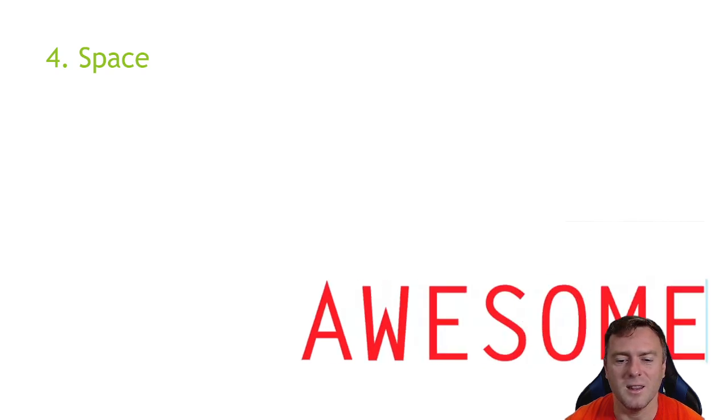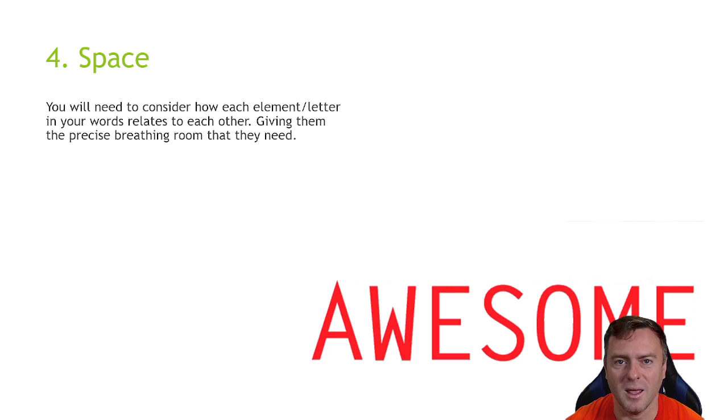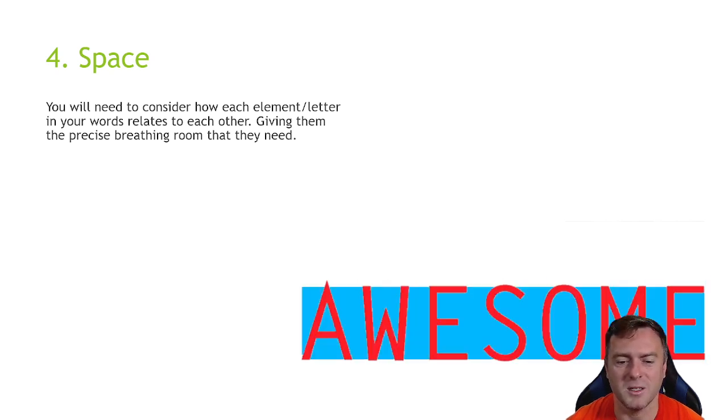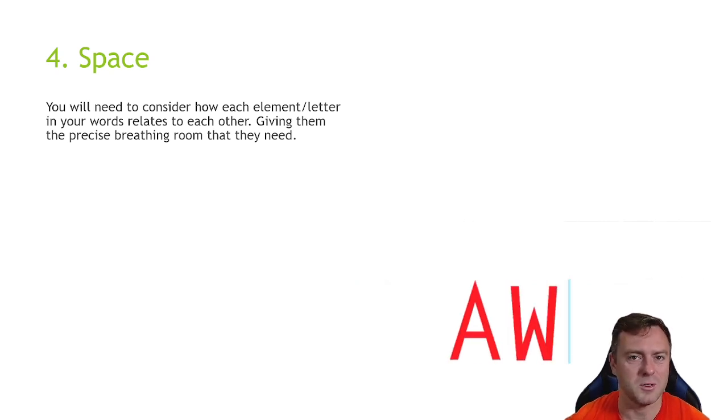The next thing that you need to then consider is the space. So you need to consider how each element and letter in your word relates to each other and give them the precise breathing room between each other. So that's called kerning. So if you can condense it if you need to, we might want to spread it apart.